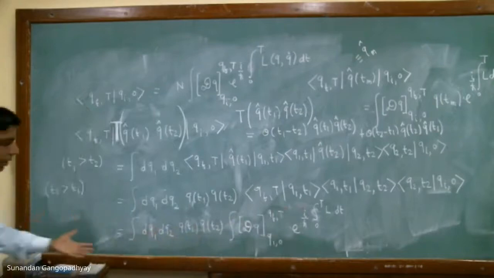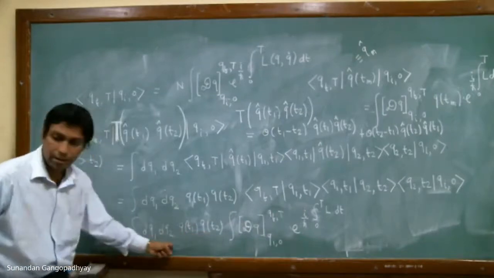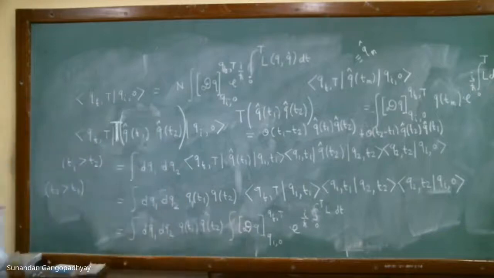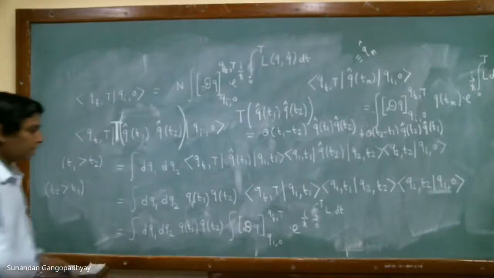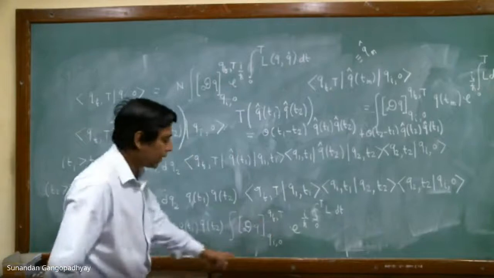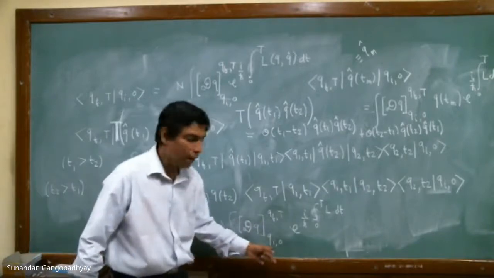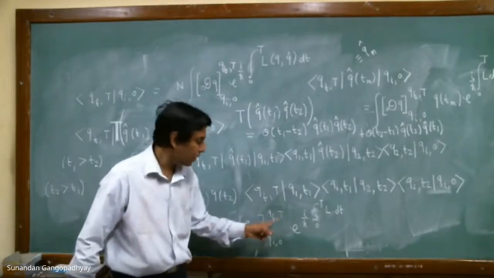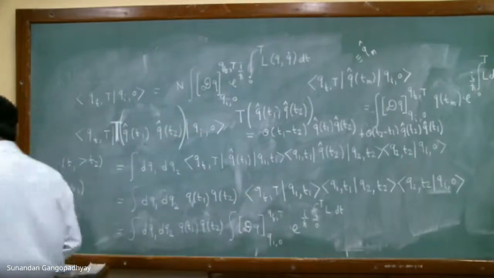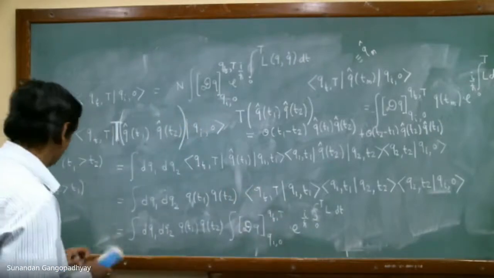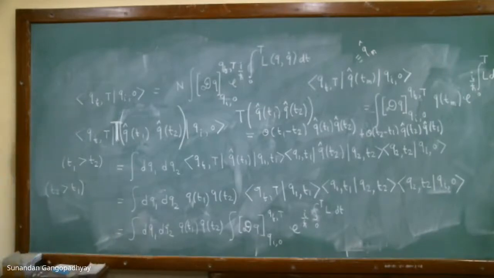The path integral times ordinary integrals. These are ordinary integrals, and this is a path integral, because this is an integral over all possible paths that start at time t equal to 0 at q_i and end at time t equal to capital T at q_f. So let us now proceed from this part.